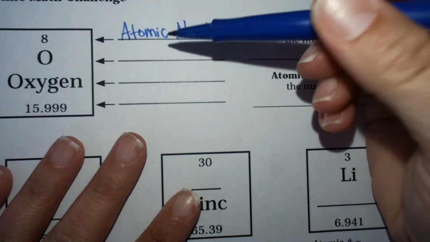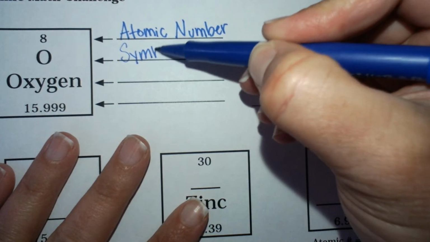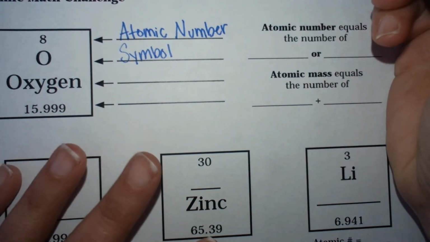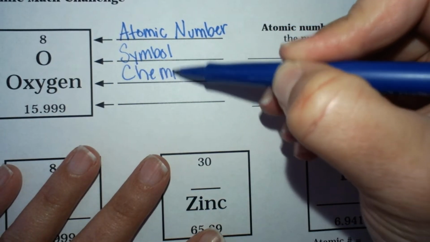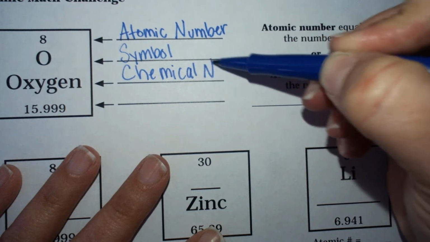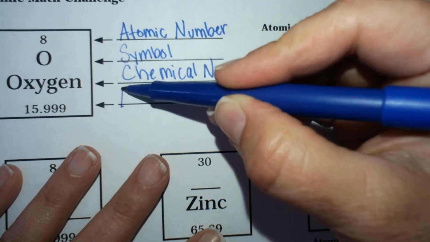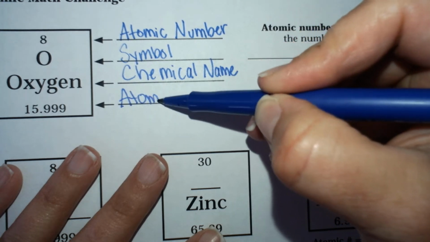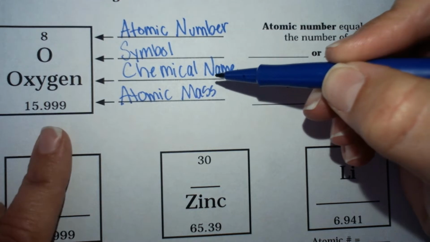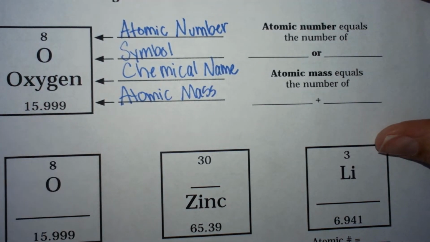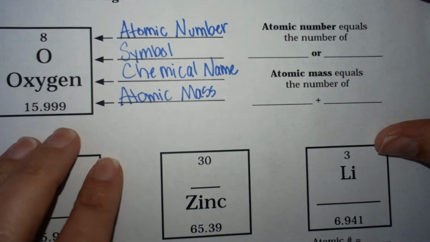And then we can tell from our notes that we just had, this is the symbol. And then the chemical name. So we're just labeling the things that are in the box. And the atomic mass, because this is an average of all of the atoms found in nature of this element. I mean, that's what they say.